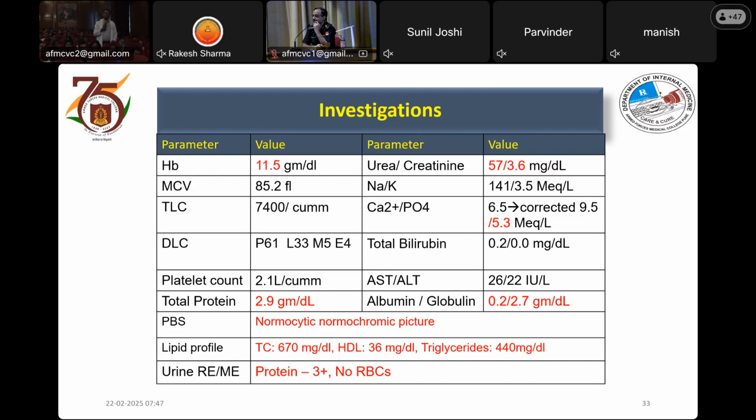Very good. No RBCs mentioned. No, there were no casts, no dysmorphic RBCs, sir. So what does it mean? No RBCs. What are we ruling out? So we are ruling out hematuria, sir, and a nephritic syndrome. Very good.